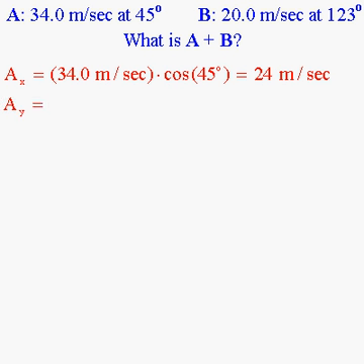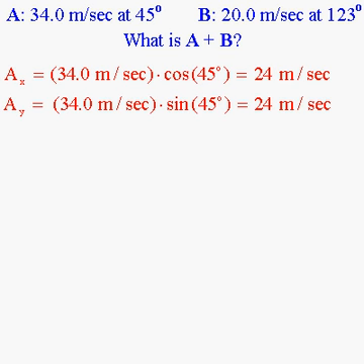The y component of vector A is calculated by taking the magnitude once again, 34.0 meters per second, and multiplying by the sine of the angle, 45 degrees. When I do that, I once again get 24 meters per second. All right, we're only halfway done. We also have to break vector B into its components.